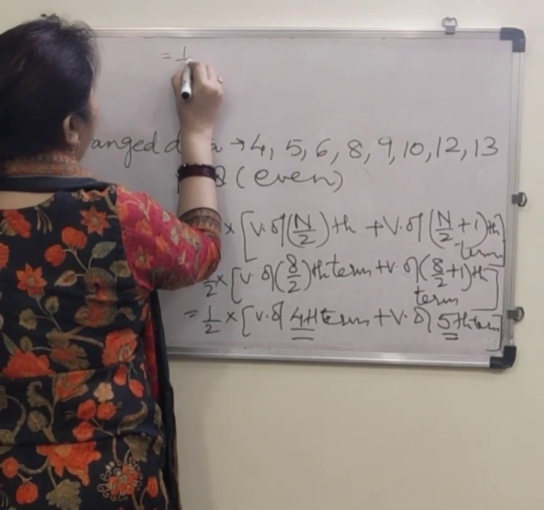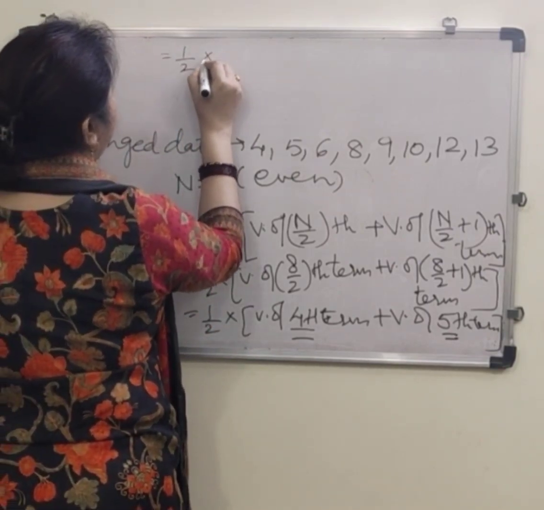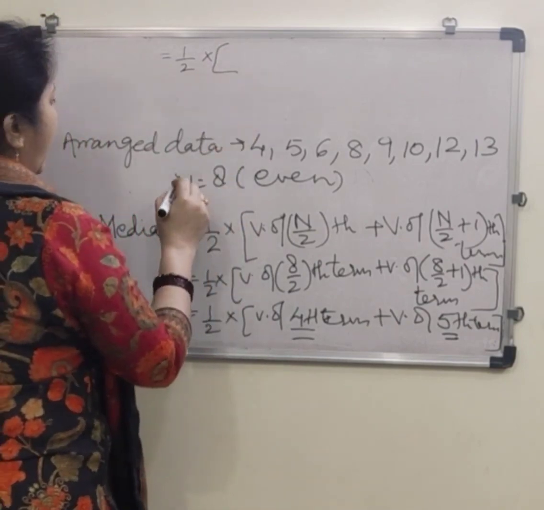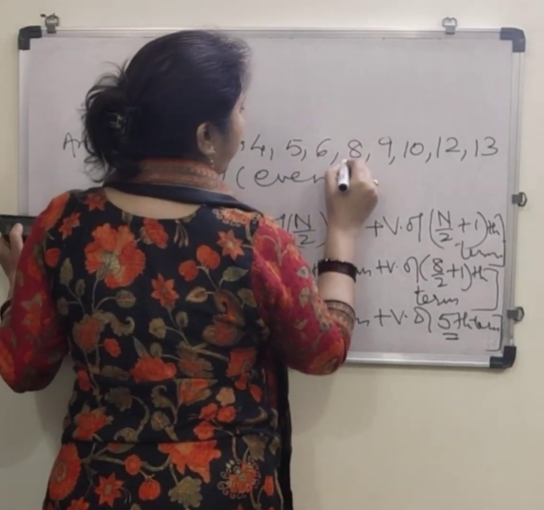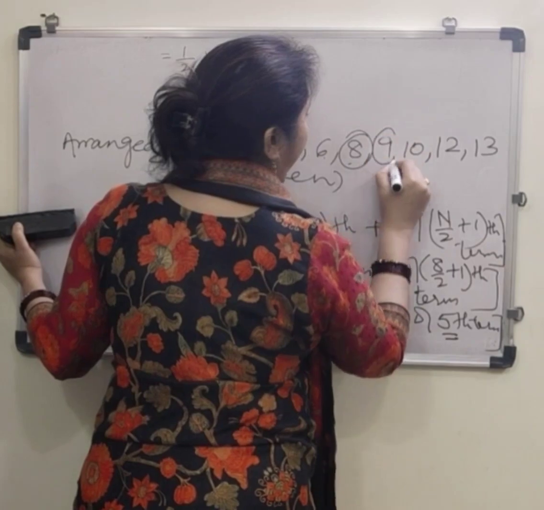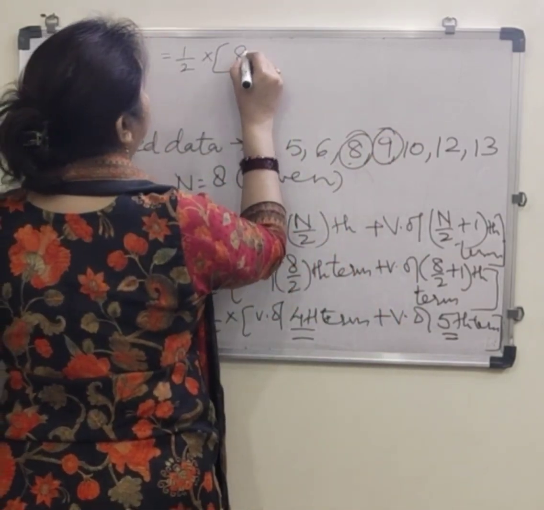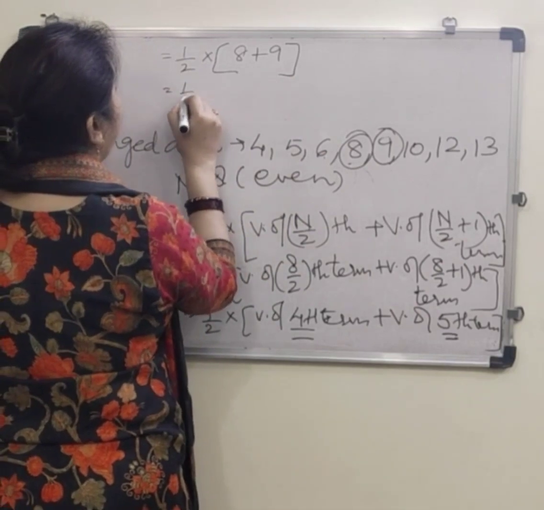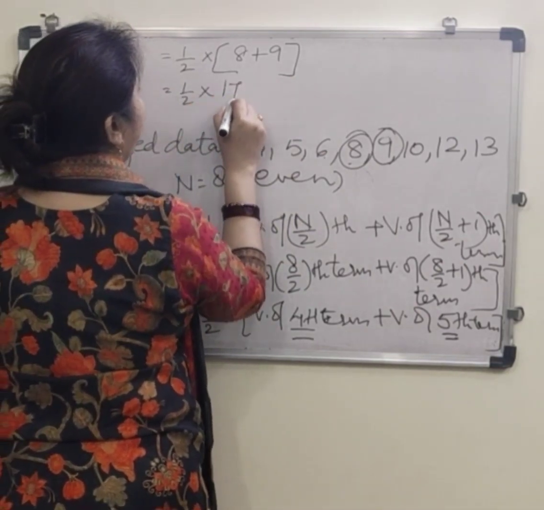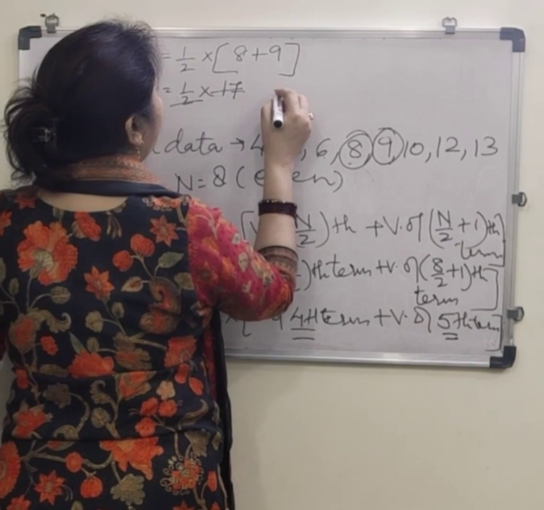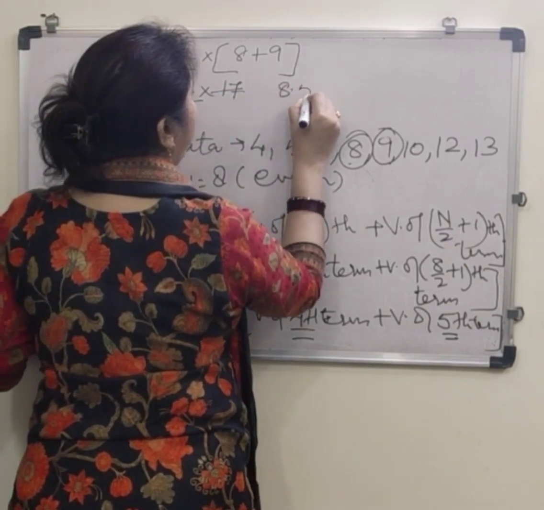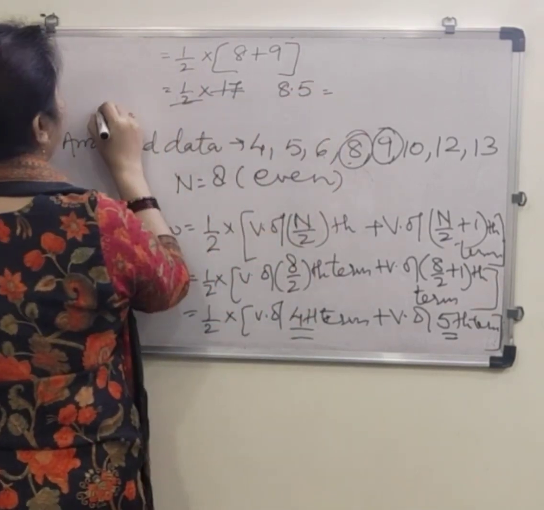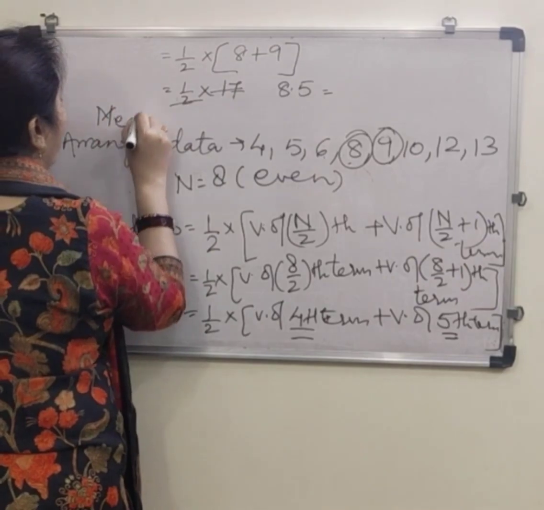What is the value of the 4th term? We will look in the arranged data. 1, 2, 3, 4, that is 8, and the 5th term is 9. So 8 plus 9, that is half into 17, that is 8.5.